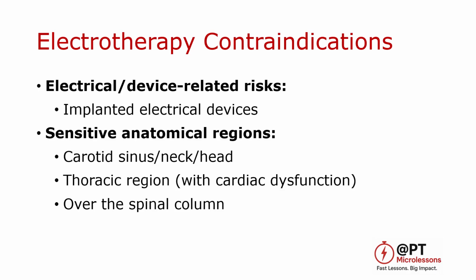Next, think about sensitive anatomical regions. Stimulation over the carotid sinus, as well as the head and neck, is contraindicated due to the risk of affecting blood pressure and neurological responses. The thoracic region is also contraindicated in patients with cardiac dysfunction because of the proximity to the heart, and electrotherapy should not be applied directly over the spinal column due to the potential impact on neural structures. In these situations, the risk outweighs the benefit, and electrotherapy should be avoided.